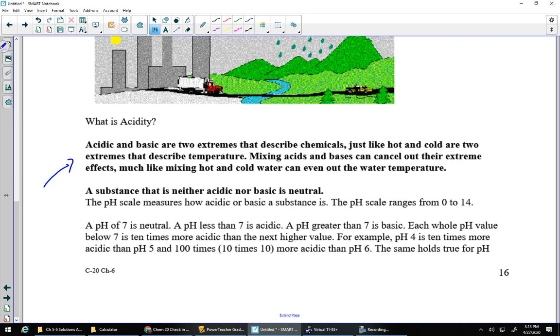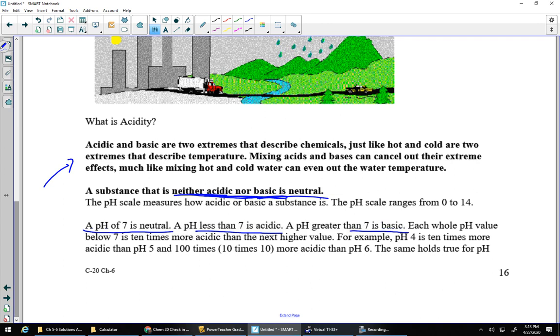Another important definition, you already know this one. Something that is not acidic or basic, you call neutral. So we've got a pH of 7 is neutral, less than 7 is acidic, and greater than 7 is basic. Cool, so we've got to talk about that a little bit.